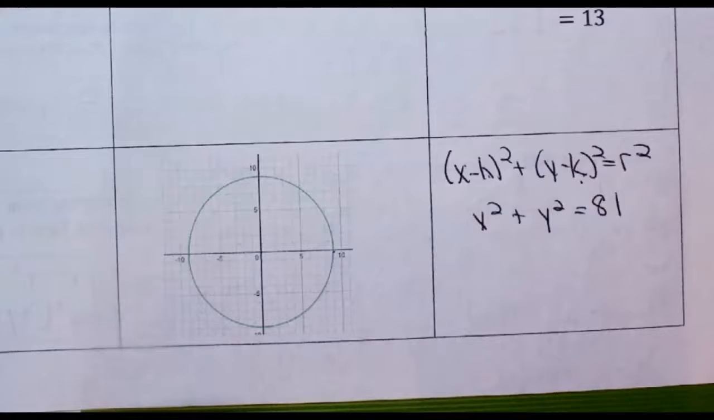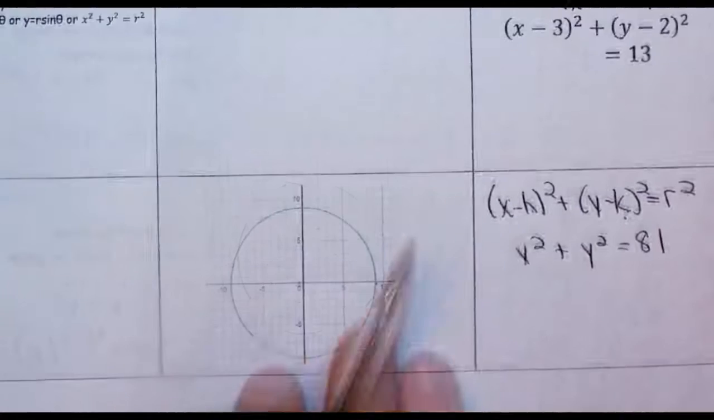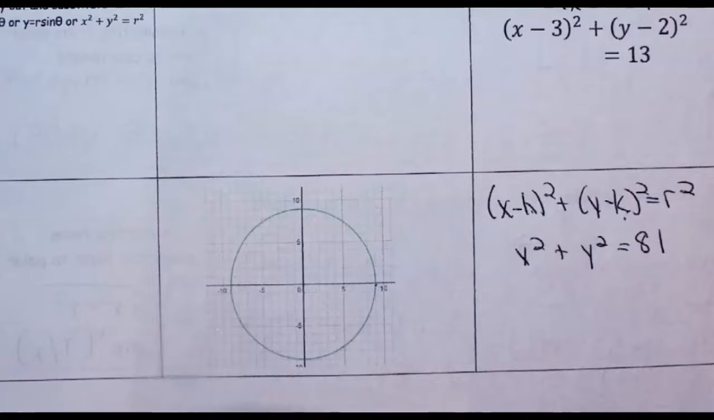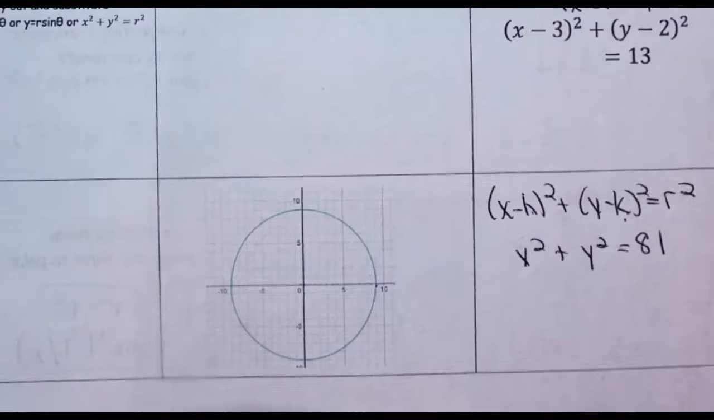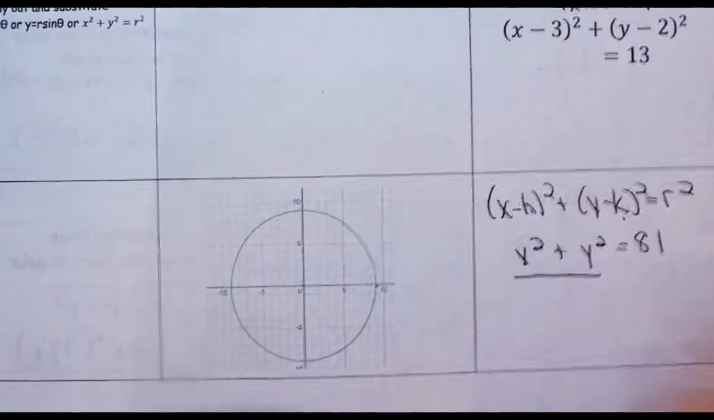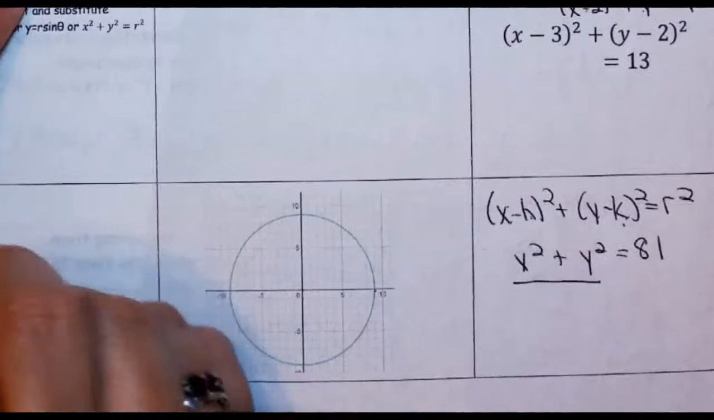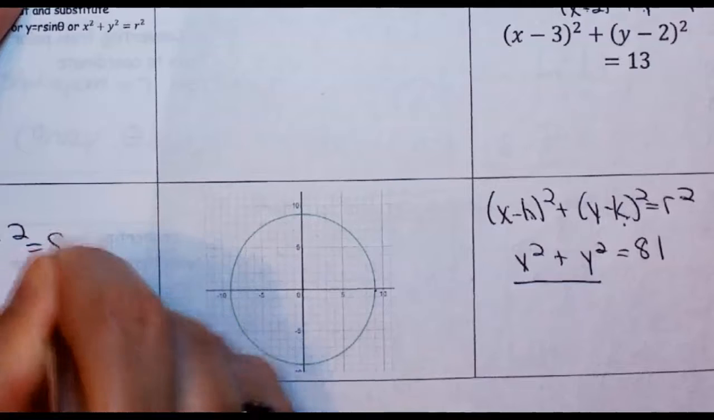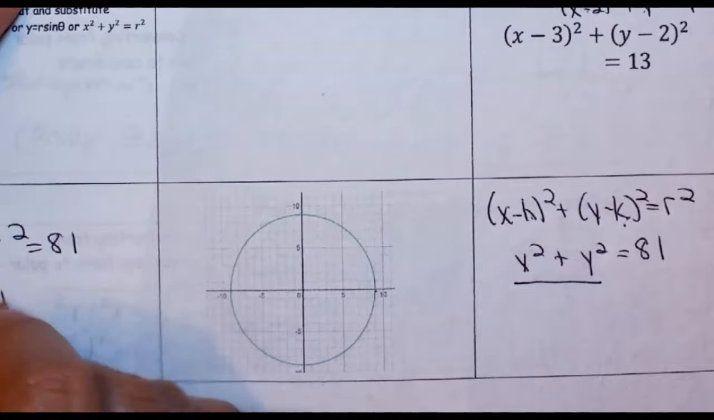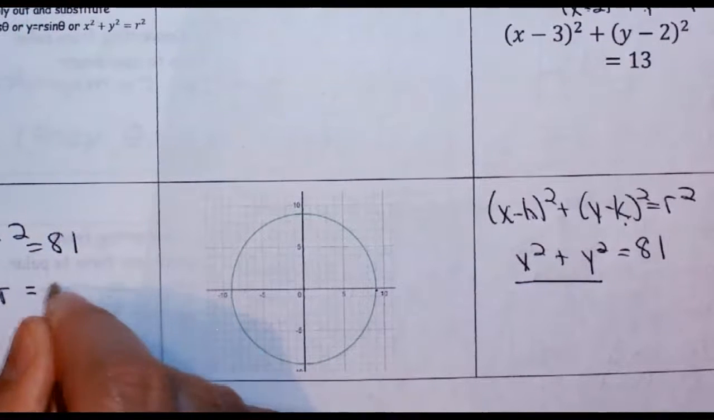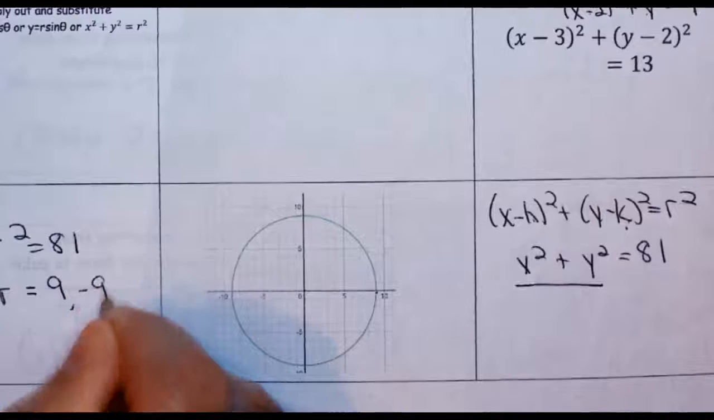So again, you'd have some basic substitutions up at the top of your paper. Notice at the top you've got x squared plus y squared equals r squared. So that means we can take this and substitute r squared in there. We get r squared is equal to 81. When you take the square root, you get r is 9 or negative 9.